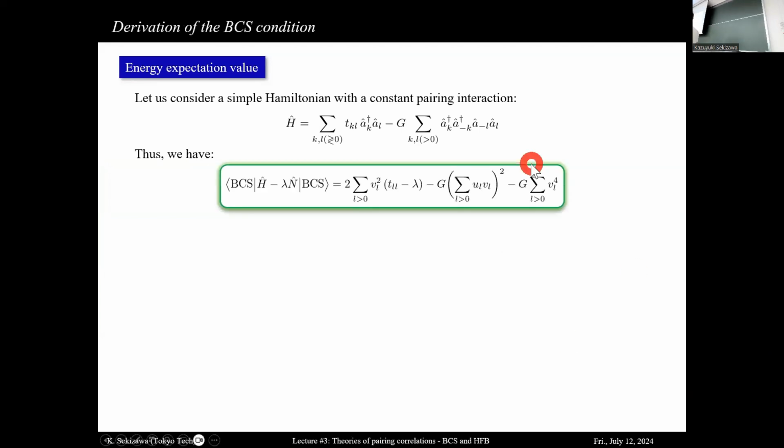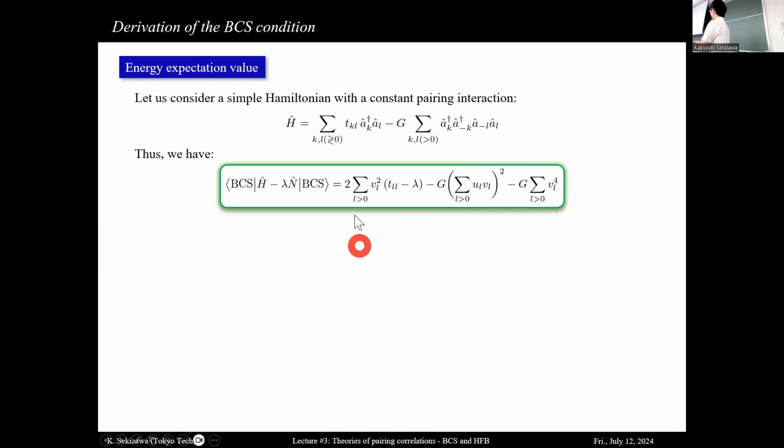Okay, so now let us derive the so-called BCS condition. If you agree with this conclusion we obtained so far, the first kinetic term here provides the B square times TLL here, and this pairing term provides the second and third term here.